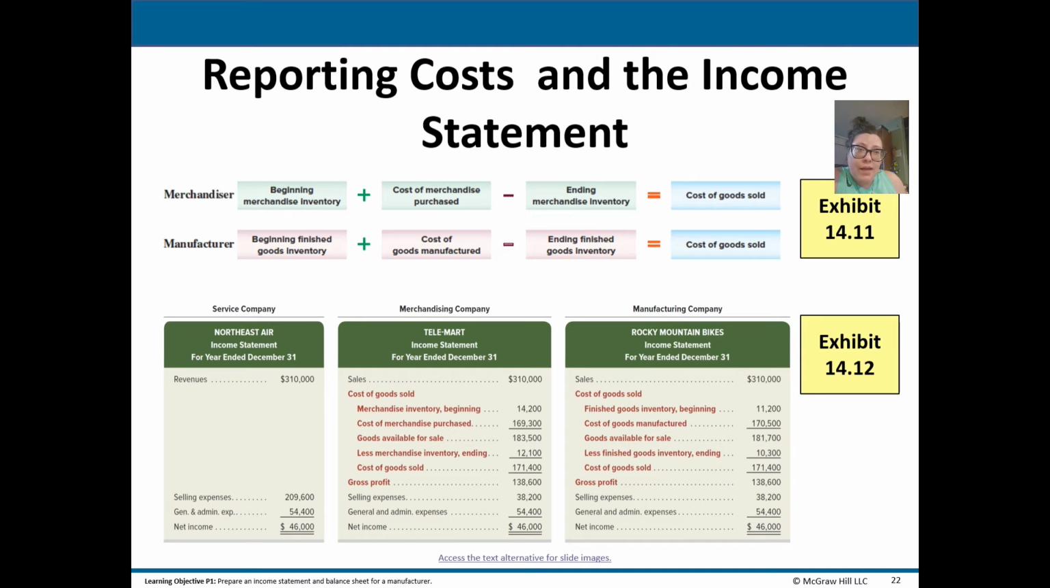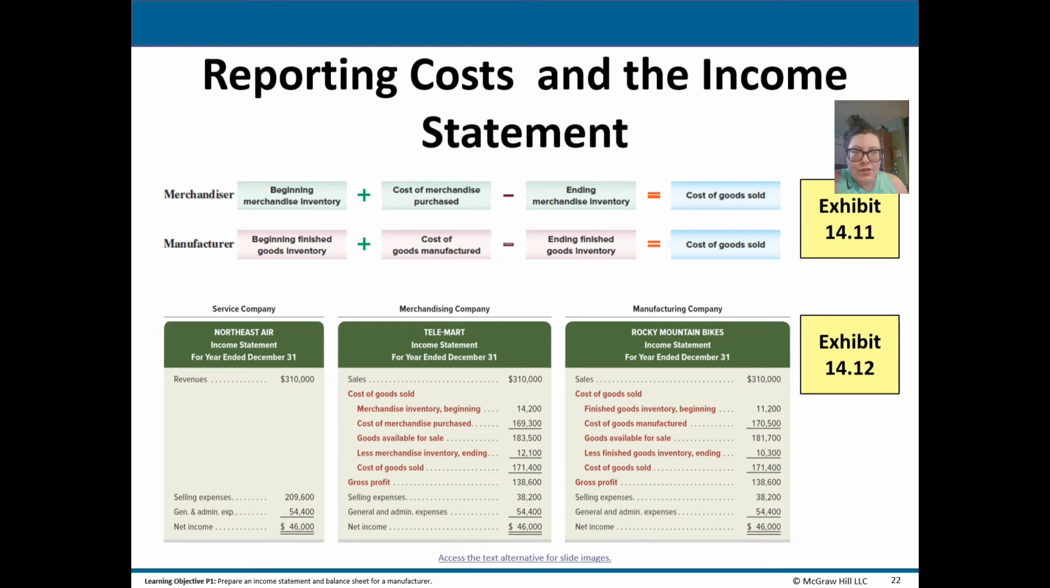And on the income statement, again, the main difference is going to be the content of cost of goods sold. Again, it all ties back to inventory. So on an income statement, those costs that we've been talking about related to inventory, the main difference between a manufacturer and a merchandiser, again, it's just going to be related to the cost of goods sold. It all comes back to inventory.